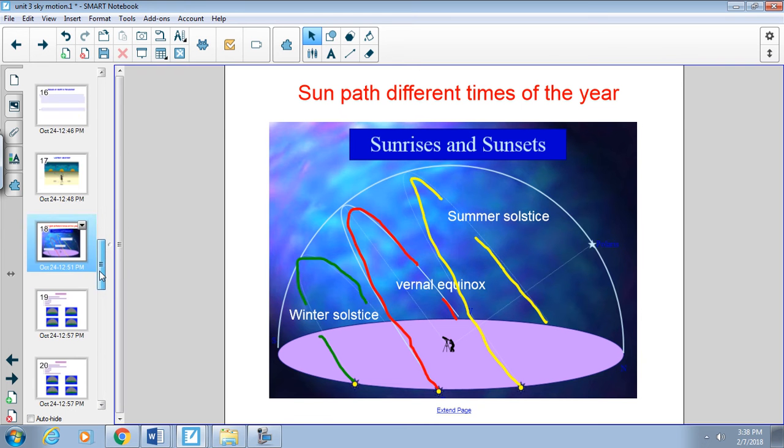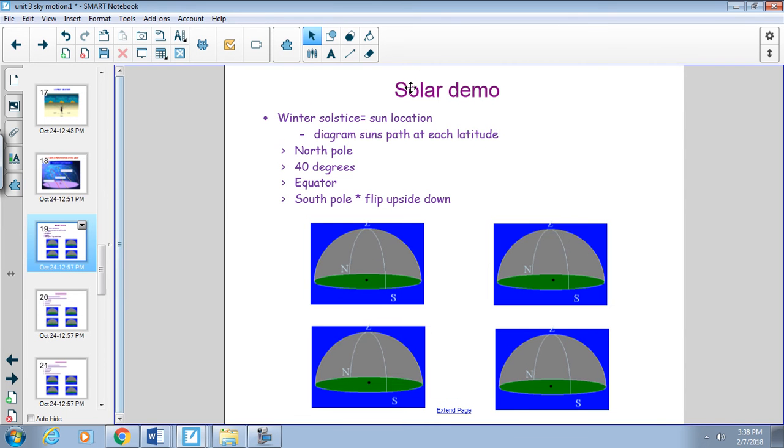Alright, so if you were in class, we had this neat activity that shows the different spots that the Earth is located and how the sun travels through different spots in the sky. So North Pole wise, if you're at the North Pole at the winter solstice, you would see that there wasn't any sun rising above the horizon. If you were at 40 degrees, you would notice that we just had a little bit going down.